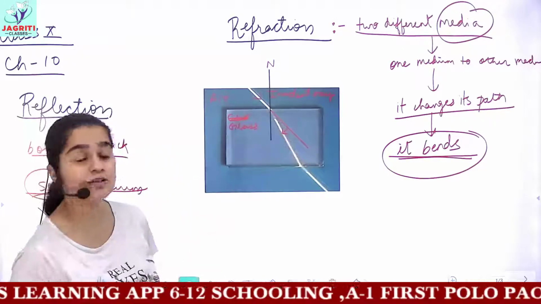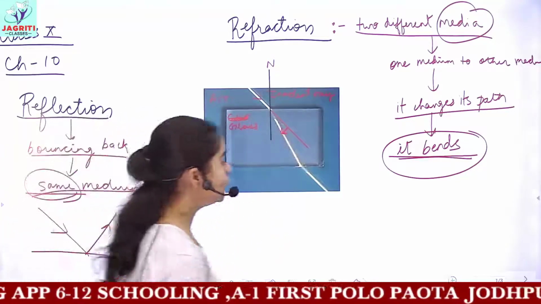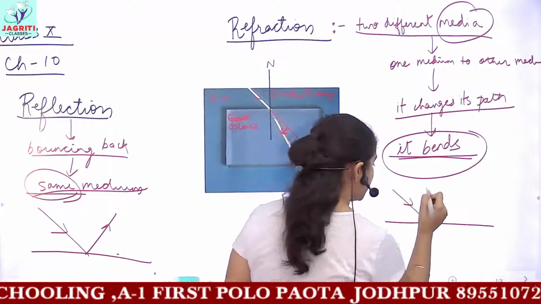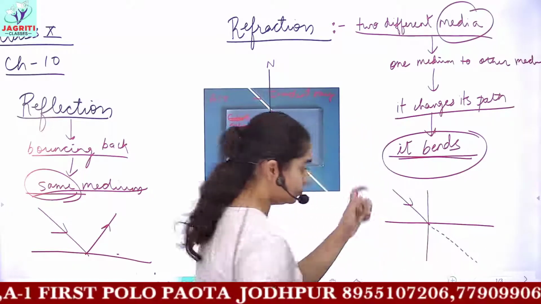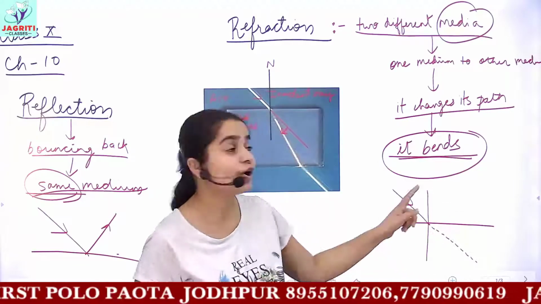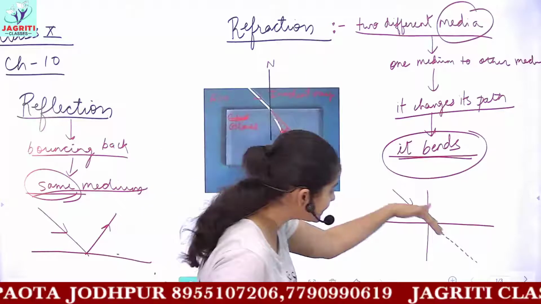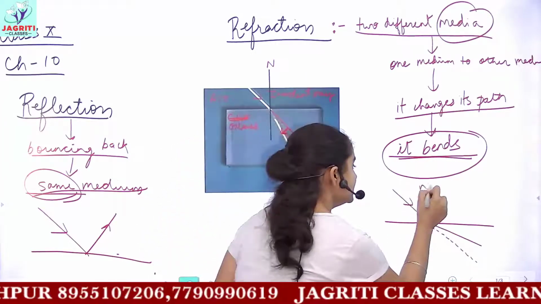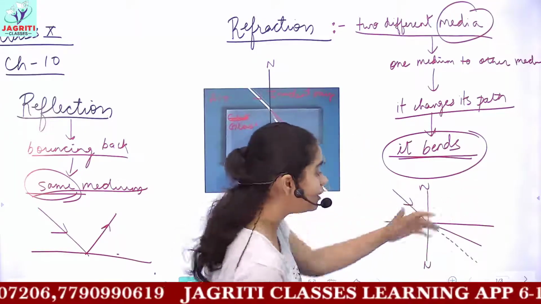Like in this case, you can see it is moving towards the normal. And you can also have one case where this is your incident ray, this is the normal, this is the original path which it should follow, but because of the difference in medium, refraction would occur and this light ray will bend away from the normal. This is your normal, and see, the light ray is going away from the normal.